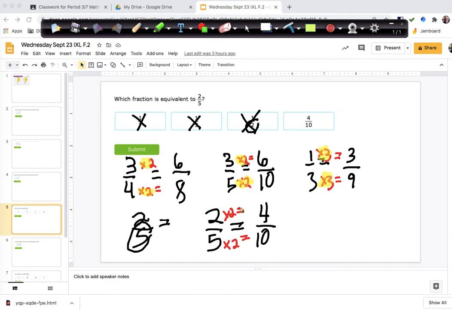And so that was the help with IXL. Then we went and worked on IXL F2 for a while. And if you've got that finished and you want to move on, you may do that.